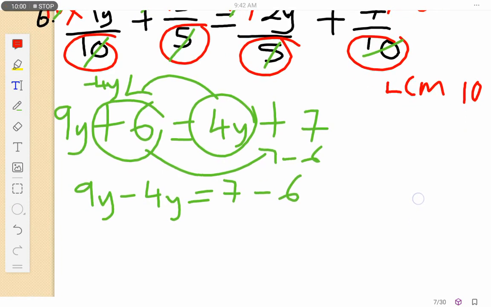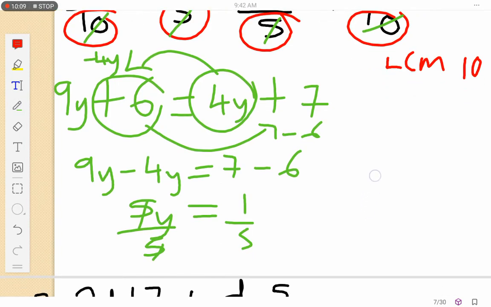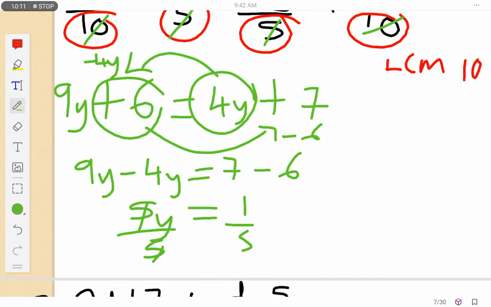Okay, so 9y minus 4y, we get 5y here is equal to 1. Dividing by 5, we get our y as 1 over 5. So our y is equal to 1 over 5. This is our answer there.